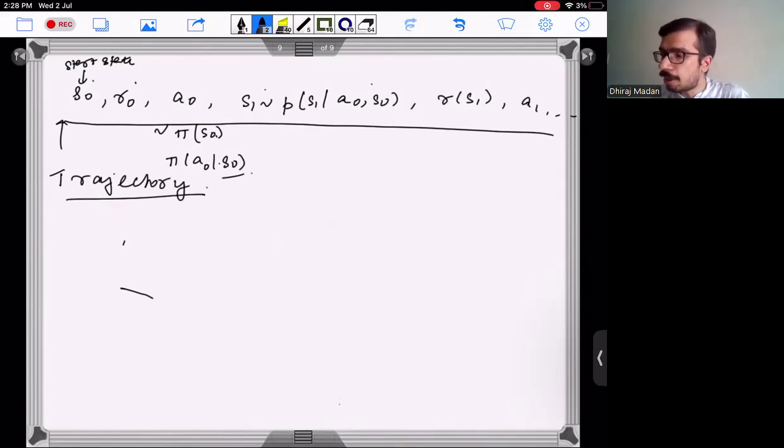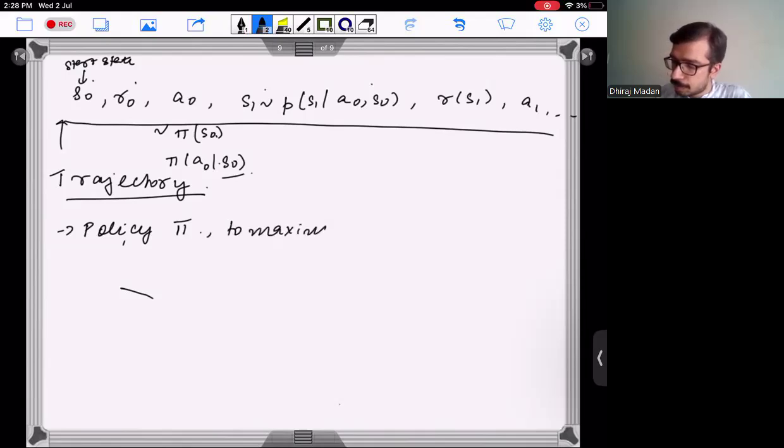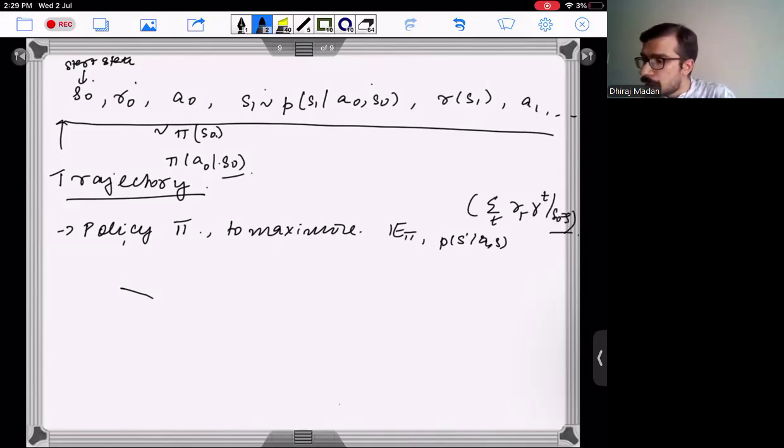And one can think of the policy which a particular agent will pick as something that maximizes the expectation over pi and p of S1 given A and S, of the sum over t of R_t gamma to the power t, conditioned on S naught equals S. So essentially, this expectation is over the choices of the agent as well as the choices of the environment.